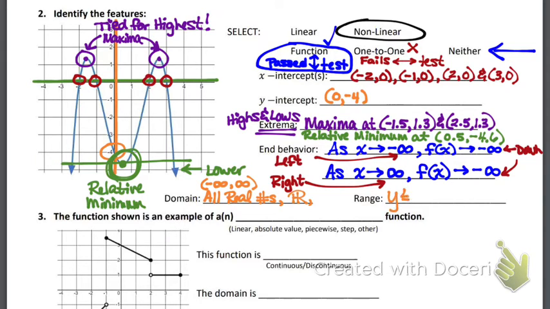y is less than or equal to, what's the highest y value we found on here? Not all the way up to 2. 1.3. 1.3 or 1.5 or whatever you called it there. All the other y values are lower than that.